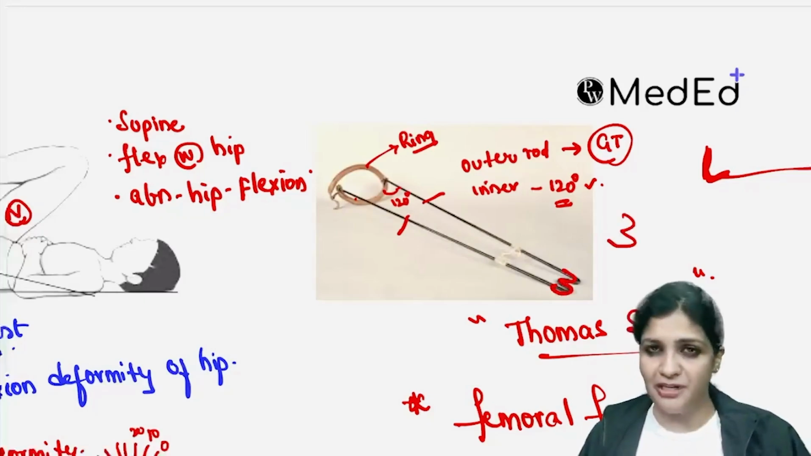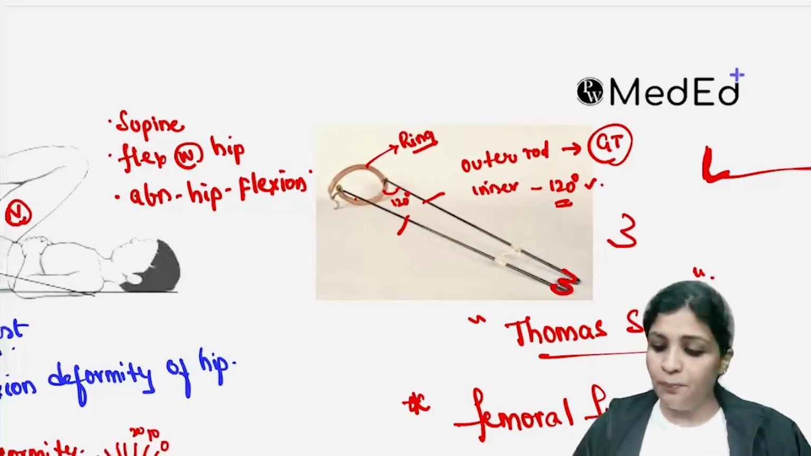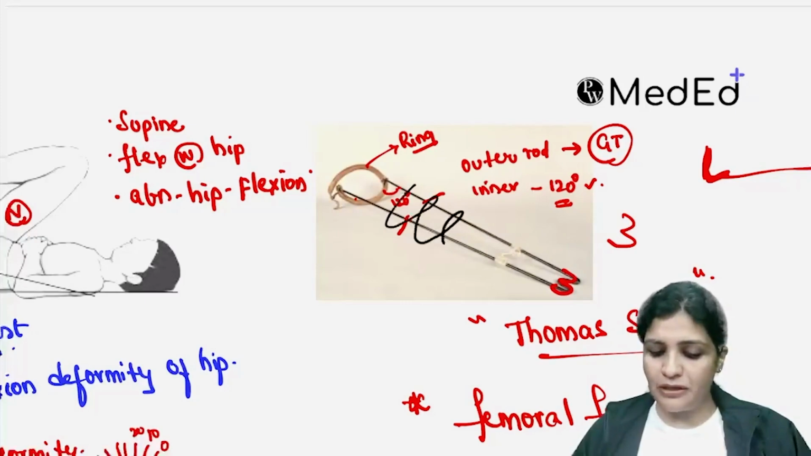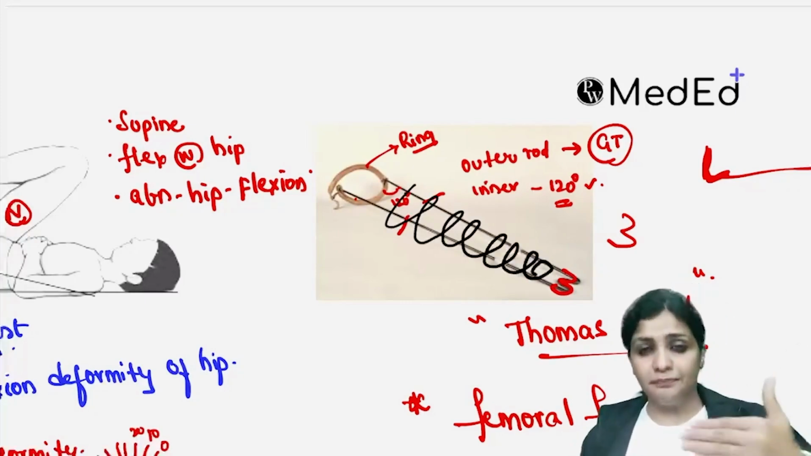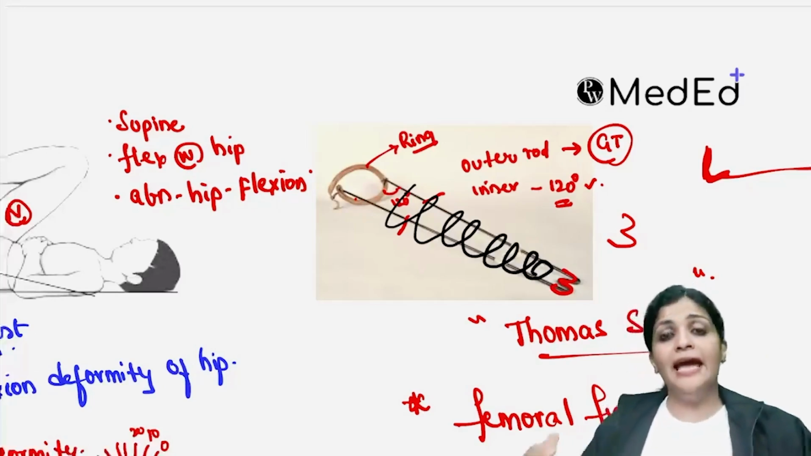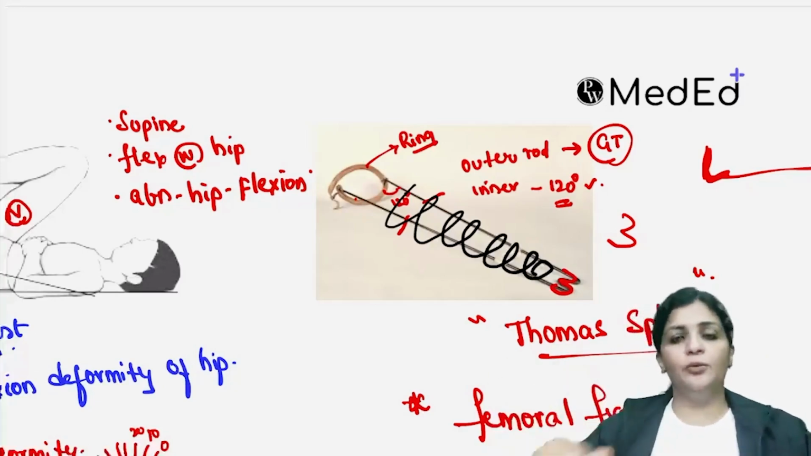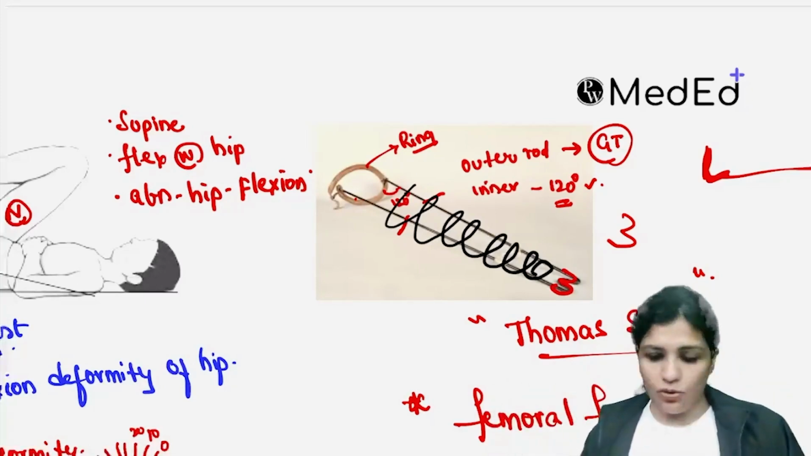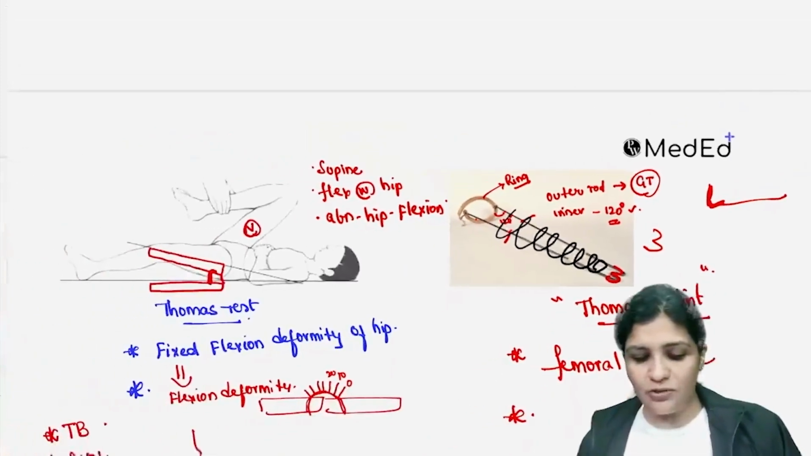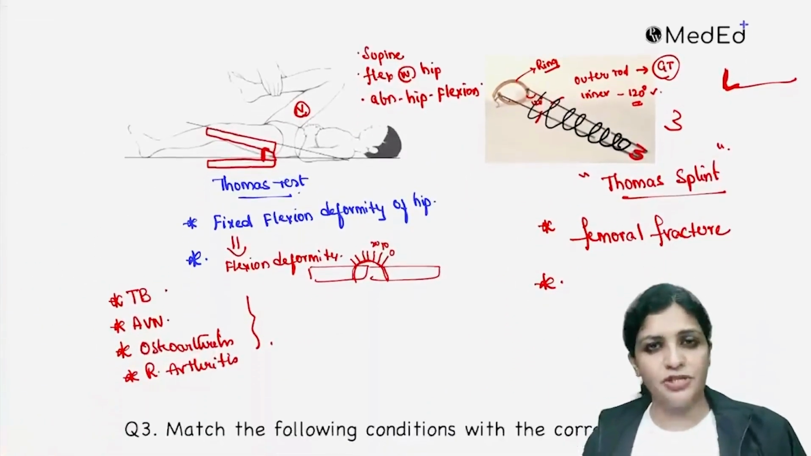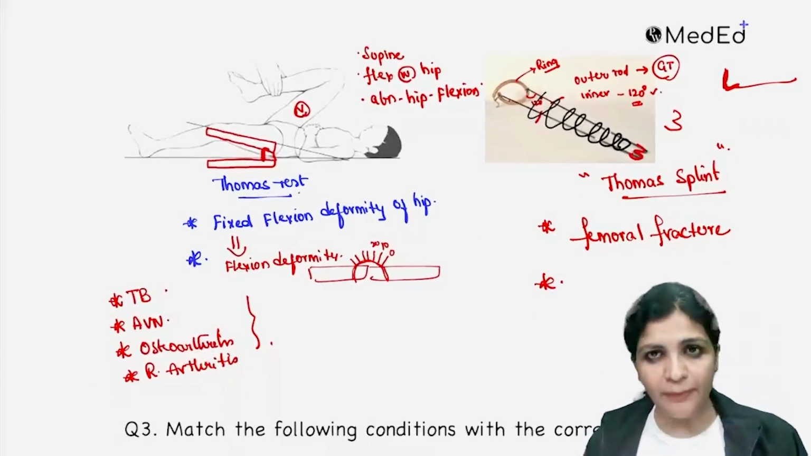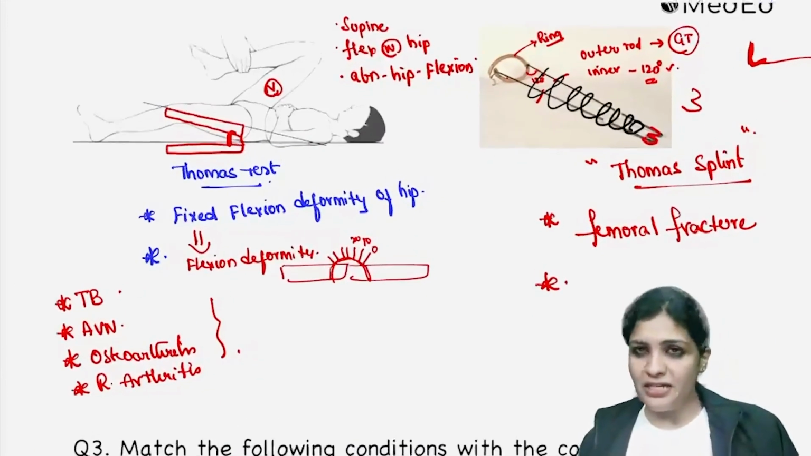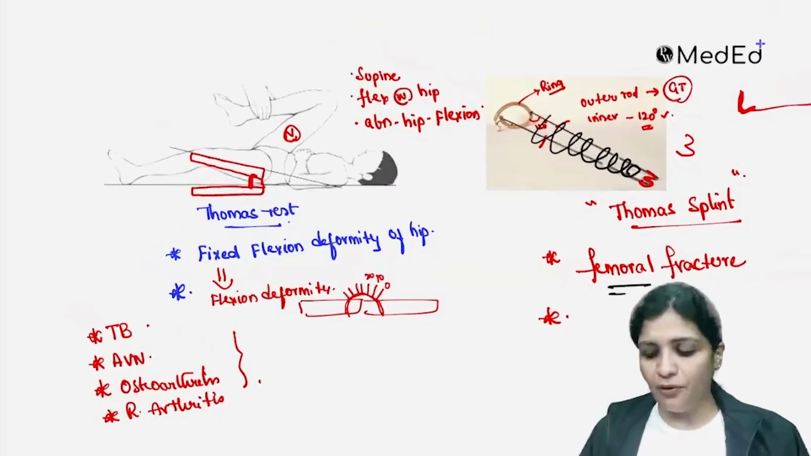a W-shaped structure. Now what you do, you put a gauze piece or a roller bandage like this and create a layer over there, and now you put the limb, and again you put the crepe bandage or roller bandage so that it is fixed tightly to the Thomas splint, right? So that is it. There are two things of Thomas. One is the Thomas test, which is used for fixed flexion deformity of the hip, and the second one is the Thomas splint, which is used for femoral fractures.